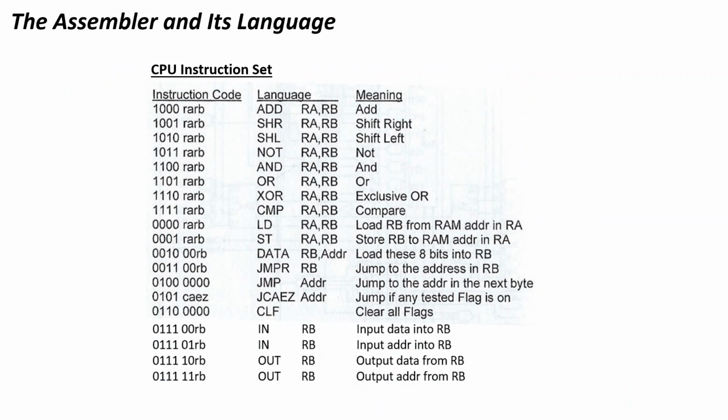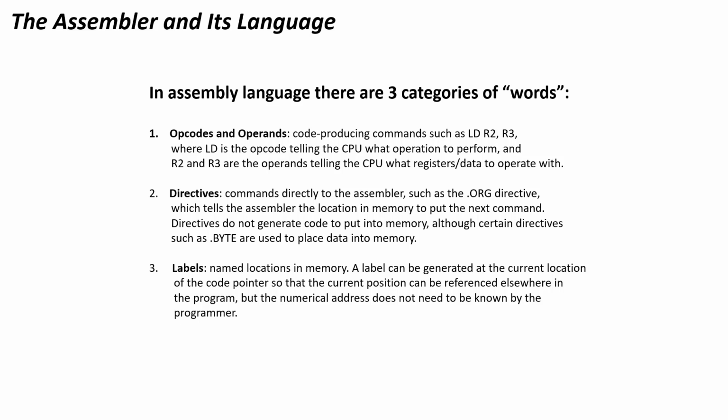Remember this table? These are the exact assembly language mnemonics that are used in writing an assembly program for the CPU. The assembler will recognize the language and convert it to instruction code. For a quick reference to assembly code in this slide, or the assembly code in the next slide, these are essentially the three categories of words that you will see in an assembly program.